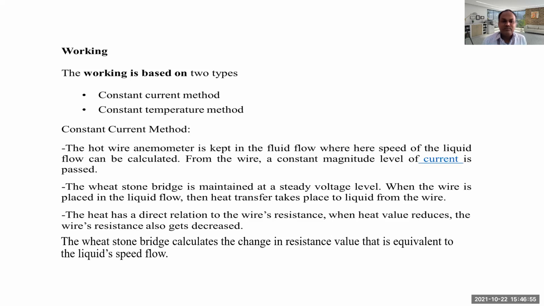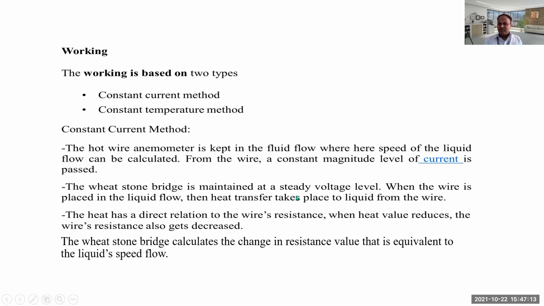There are two methods: constant current and constant temperature method. In the constant current method, the wire is kept in the fluid flow where the speed of the liquid flow can be calculated. Through the wire, a constant magnitude level of current is passed.